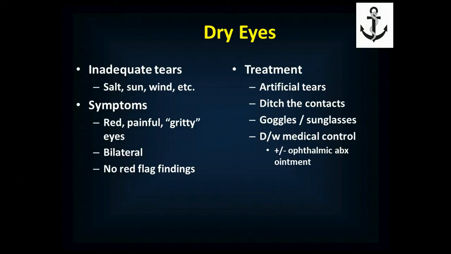If they wear contacts, ditch them. Get rid of them. They need to just wear their glasses because the contacts will continue to dry and irritate the eyes. Wear goggles or sunglasses to protect the eyes, and then talk to medical control. Chances are that you'll end up giving the patient an ophthalmic antibiotic ointment. The ointment soothes the eyes and makes it more comfortable, but it's also very difficult to distinguish this from an infectious conjunctivitis, and so to be sure the patient may be put on an ophthalmic antibiotic ointment.